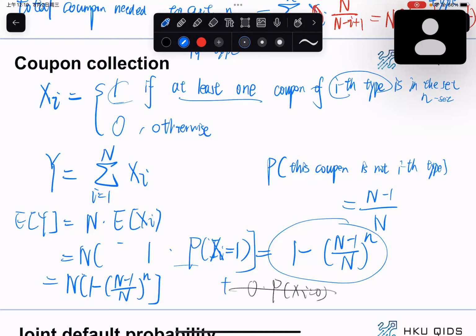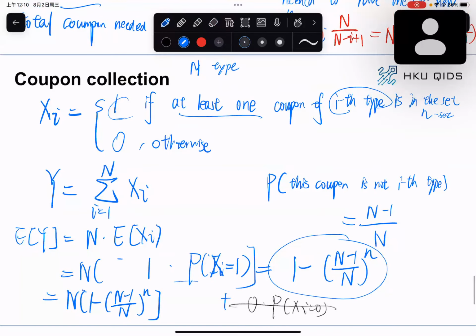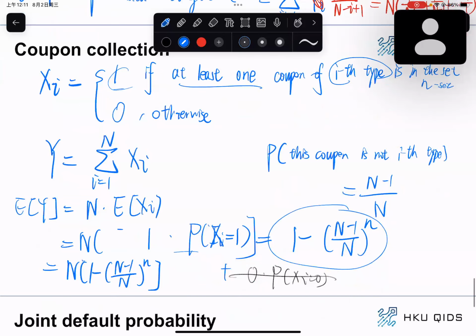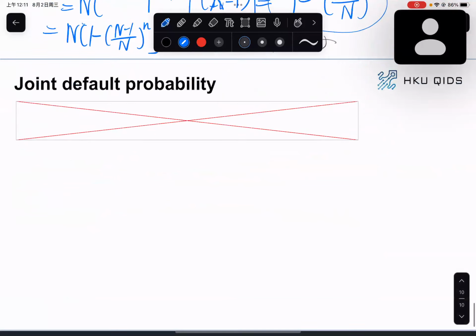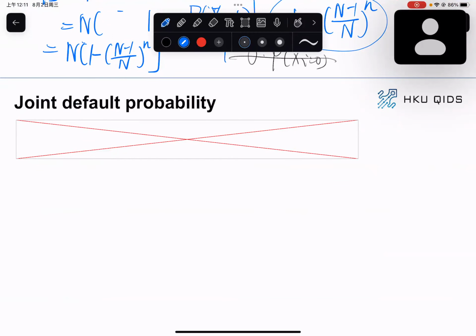Okay, so for this question, I want you to really think about it. I think the difficulty all lies in how to define a good dummy variable to help you convert the question into a counting one, into a simple counting question, right? And now the last question is joint default probability. So, oh, I see the picture is not here. Then I'm going to write down the question here.